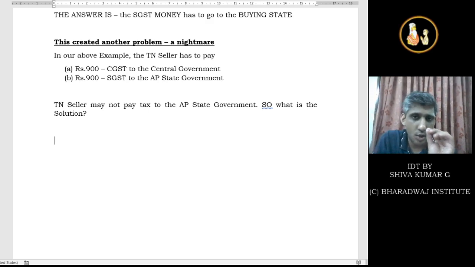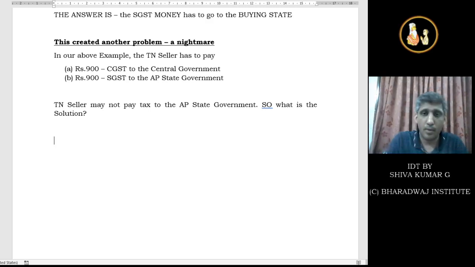Please listen to what I say very carefully. Tamil Nadu seller, that is Shivakumar, has already paid 900 rupees to the central government. CGST portion over, 50% GST over. We are talking about the second 50%. So the Andhra state government is saying to the central government, this second 900 rupees of SGST tax is payable to me, that is the Andhra state government. Andhra is saying this dialogue.